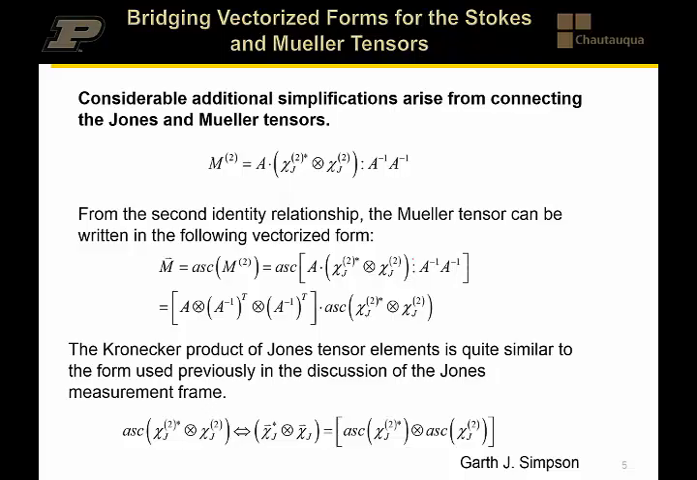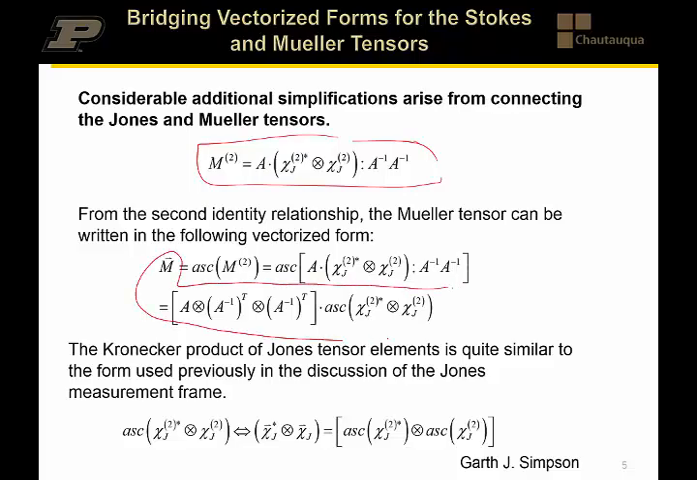If we want to connect the Mueller tensor and Jones tensors, vectorization is also a very convenient way to do so. So this is the relationship we have established previously, connecting the Mueller and Jones tensors. In vectorized form, we can rewrite that as this relationship. So the ascending vectorized form for the Mueller tensor is related to this product of A terms, Kronecker product of A terms, and the ascending vectorization of the Kronecker product of Jones tensors.